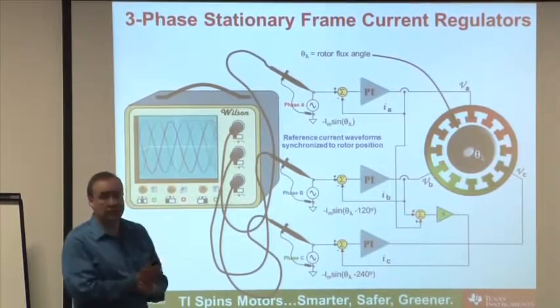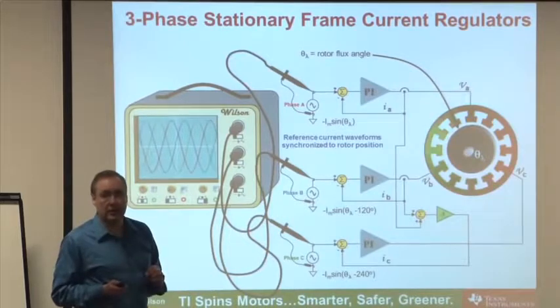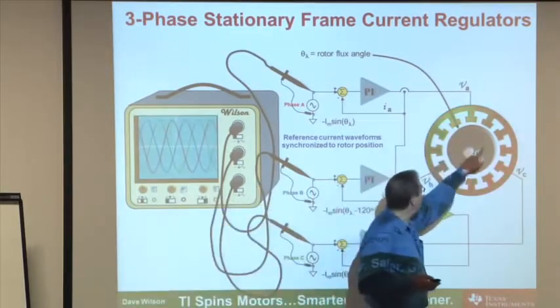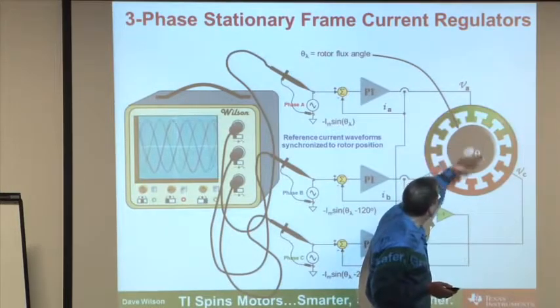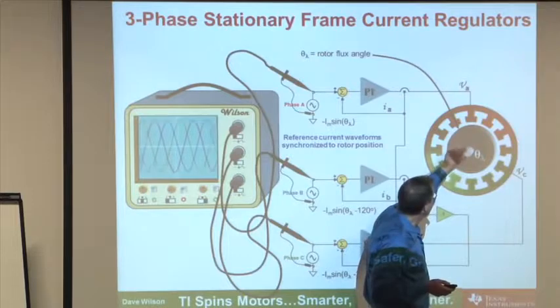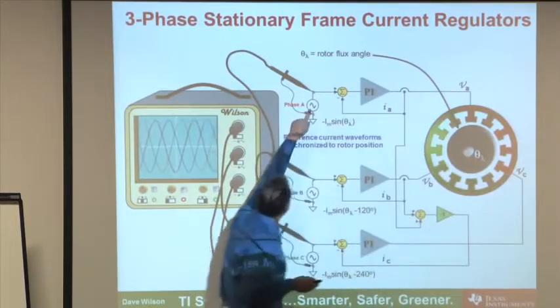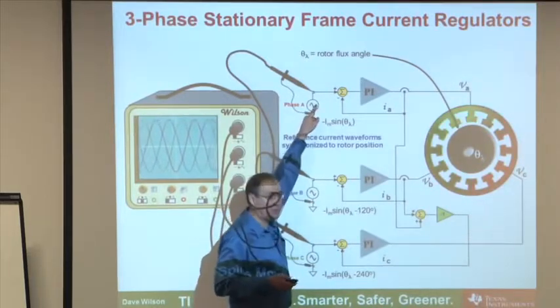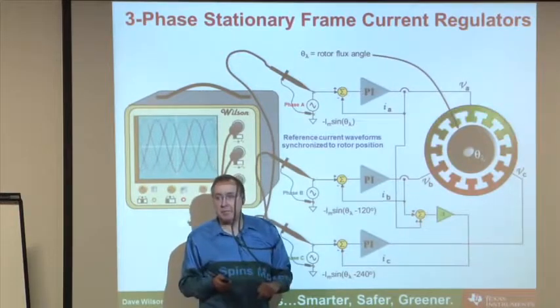In this case, I'm going to use 3 PI controllers because PI controllers are good for current control. And what I've done is I've got some kind of implied shaft sensor right here on the motor as it is spinning. You can't see it, but let's assume that this is spinning. It's actually measuring the angle of the rotor flux and feeding it to these current generators. These now become the reference values of the currents that I would like to have my motor phases be.